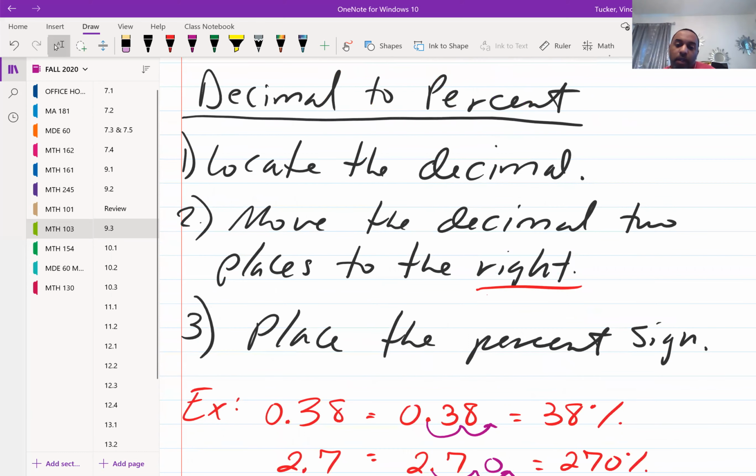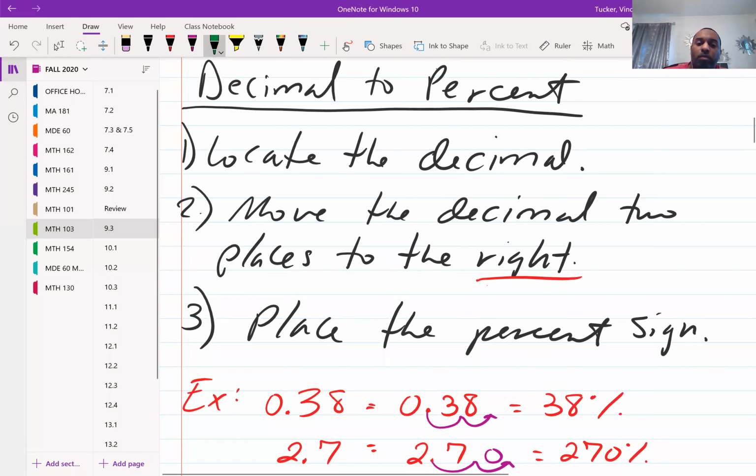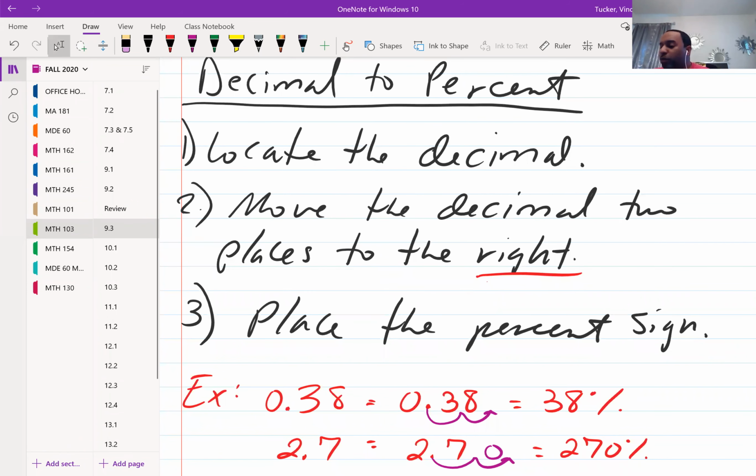All right, 0.38 as a percentage. You move the decimal 2 places to the right, place your percent sign, that'll be 38%. 2.7, move your decimal 2 places to the right. That's 0 as a placeholder, so make sure you use that. So it's 270%.